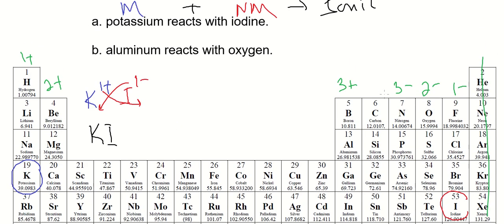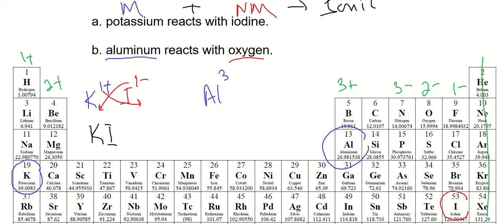All right, part B, aluminum reacts with oxygen. And by the way, I've seen some students in class do the opposite way. Normally we write the metals first, so FYI. All right, aluminum, oxygen. Aluminum is right here, so that's going to get a... this one, you better use your crisscross method.